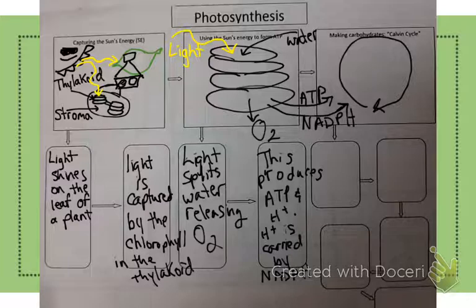But what you may need to know is that CO2 goes into the Calvin cycle. So CO2 goes into the Calvin cycle. And there are actually 6 of those CO2. So 6 CO2 go into the Calvin cycle.